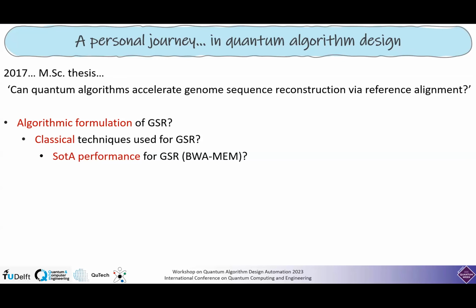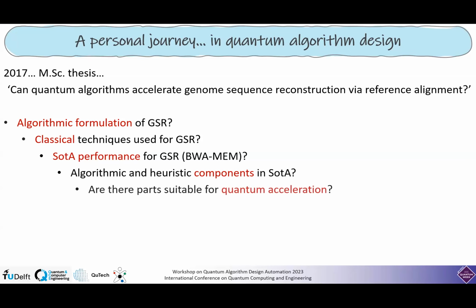So once you have this algorithm BWMM, you want to look at what the different components in BWMM are. And not always are they algorithms. There can be a lot of heuristic components as well. These are super optimized for industrial pipelines. And yeah, not everything has been formulated and proven rigorously. So once you have these components, then you want to ask, are any of these components suitable for quantum acceleration? For this case, unfortunately, it turned out to be unlikely.